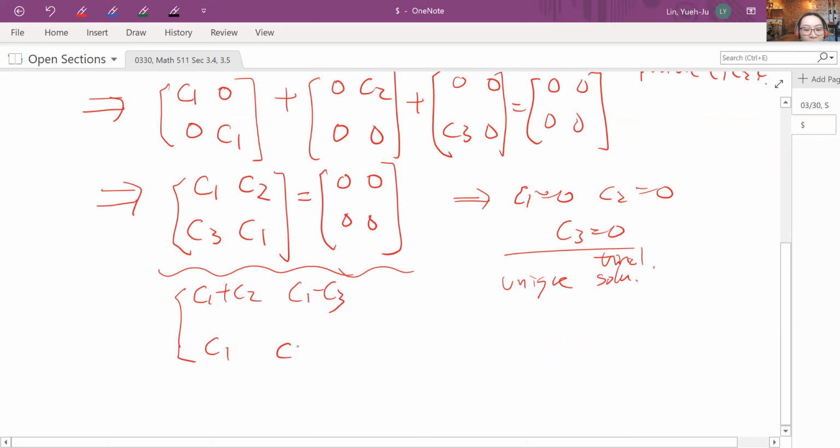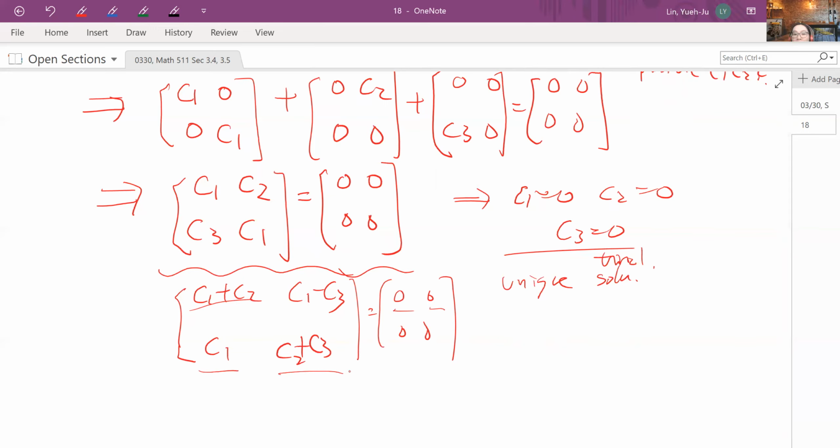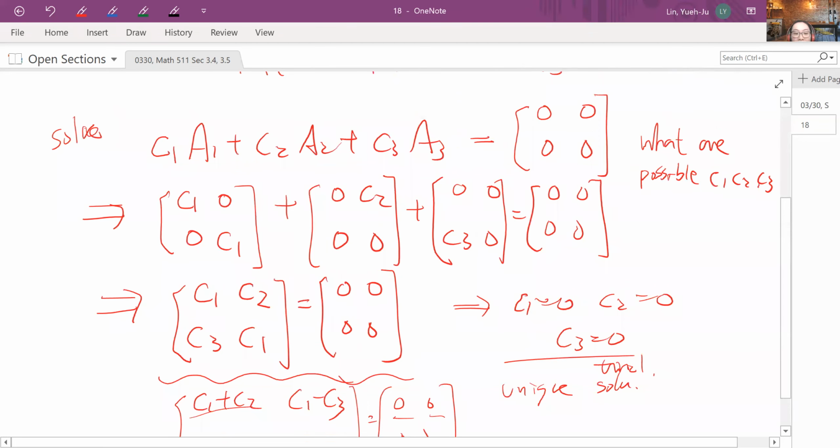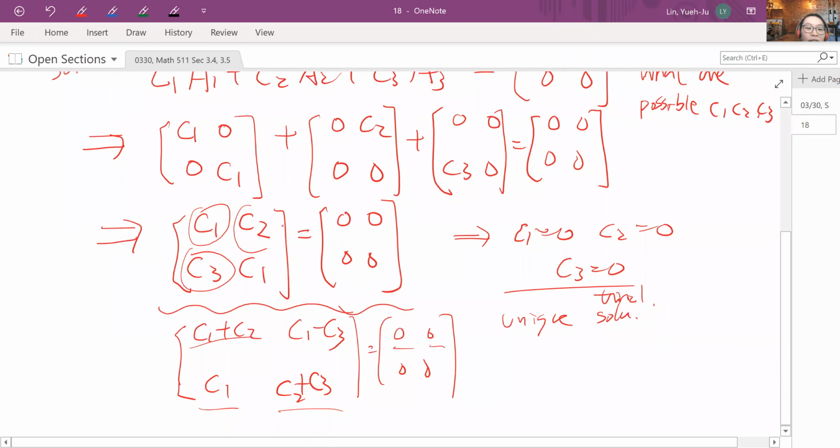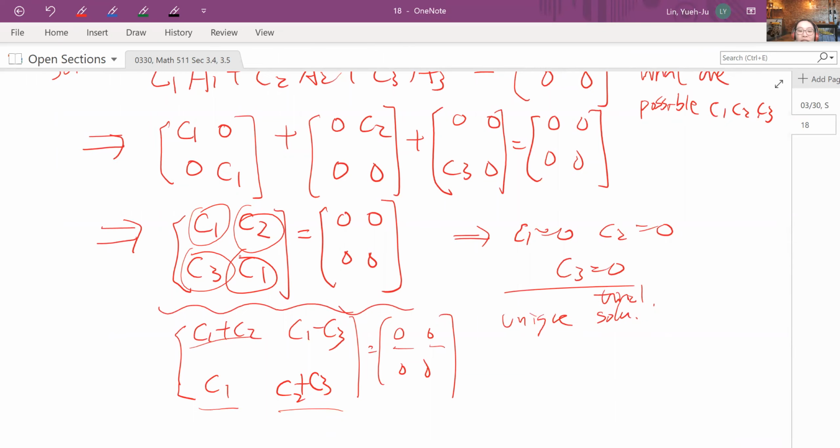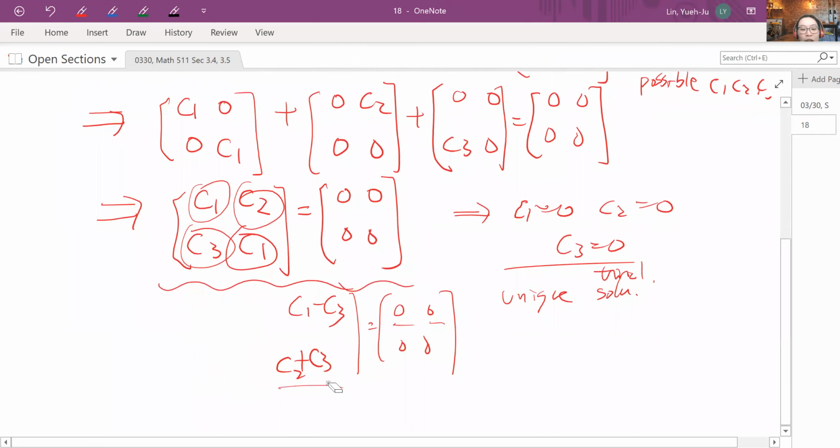Let's say you might have something like this, and it equals 0, 0. Then you really need to say, I want C1 plus C2 to be 0, C1 minus C3 to be 0, and then you need to really solve it in terms of the equations. You might have that in a more complicated example. But in this case, because you only have one coefficient in each entry, there are no other choices. So it's actually not too bad at all.